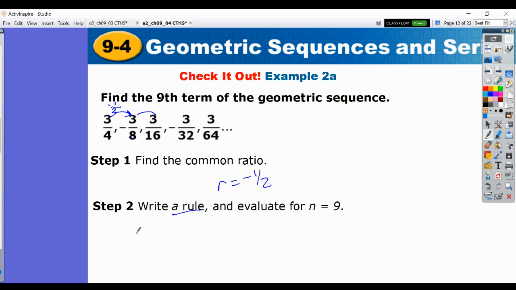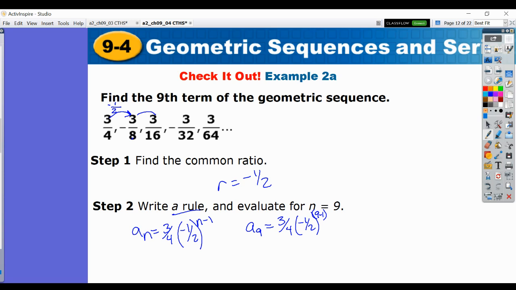The rule would be the first term times the ratio to the n minus 1 power. If I want the 9th term, I just stick a 9 in there, negative 1/2 to the 9 minus 1, or 8th power. I would not put 9 minus 1 in my calculator because then I have to type parentheses and a whole bunch more stuff. So I just think it's more efficient to do 9 minus 1 in your head and do to the 8th power when you go to type it in.